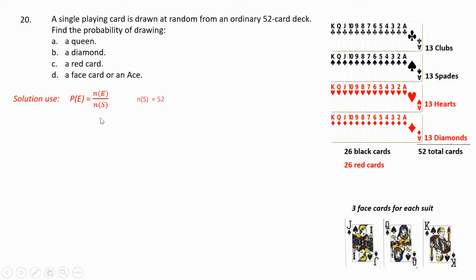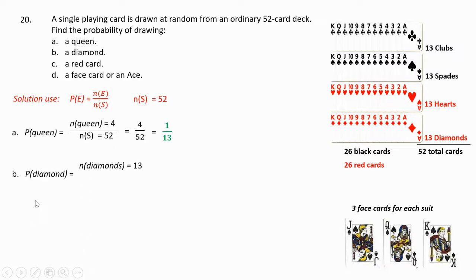So I know my sample space is 52, right? Because there's 52 total cards. So what's the probability of getting a queen? How many queens are there? There's 4 queens. There's 1 in each suit. So that's why it's 4 over 52. You simplify to 1 over 13. So that's your answer. For part B, a diamond, right? So there's 13 diamonds. So it'll be 13 over 52, which will be 1/4.